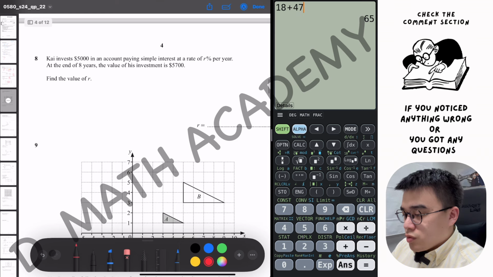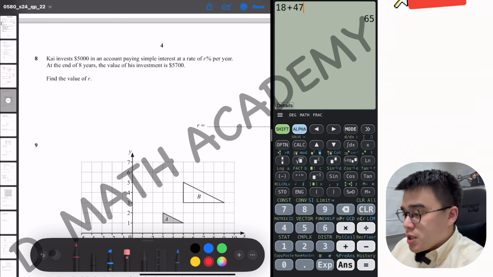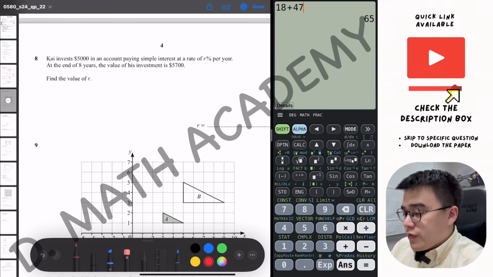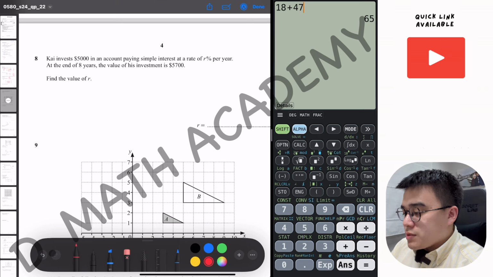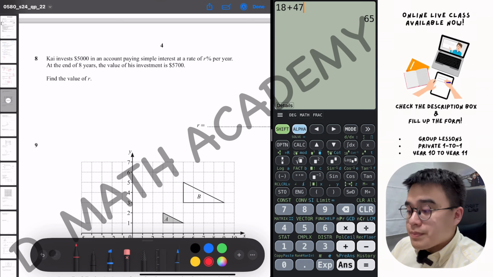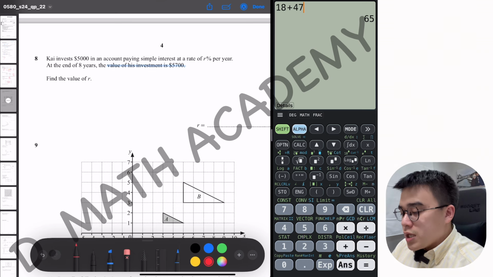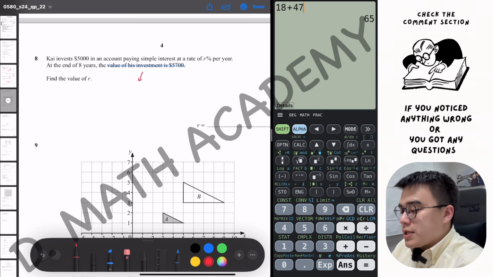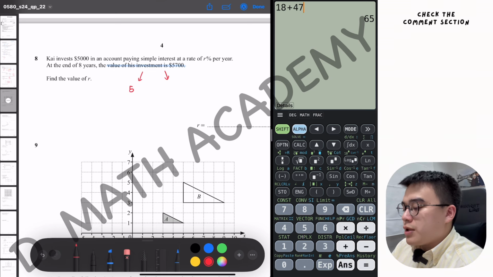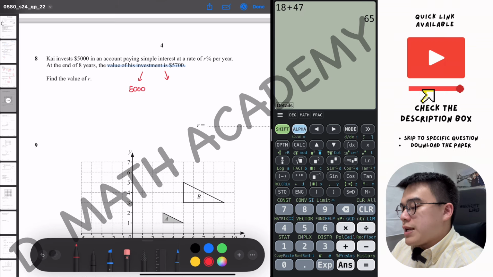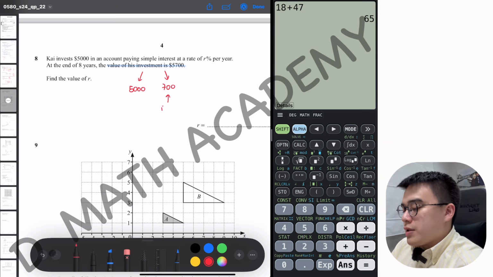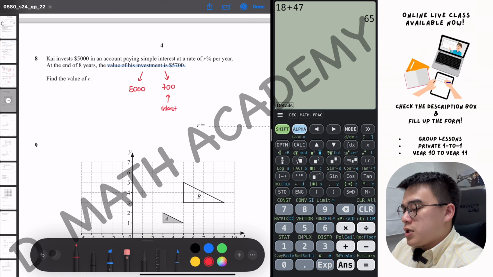Okay, moving on to question 8. They want us to find the value of investment. So this is a trap here. Right off the bat, I saw the keyword value of investment. So what this basically tells us is that this amount here comprises the existing 5,000 that you put in, and this 700 is the interest earned.